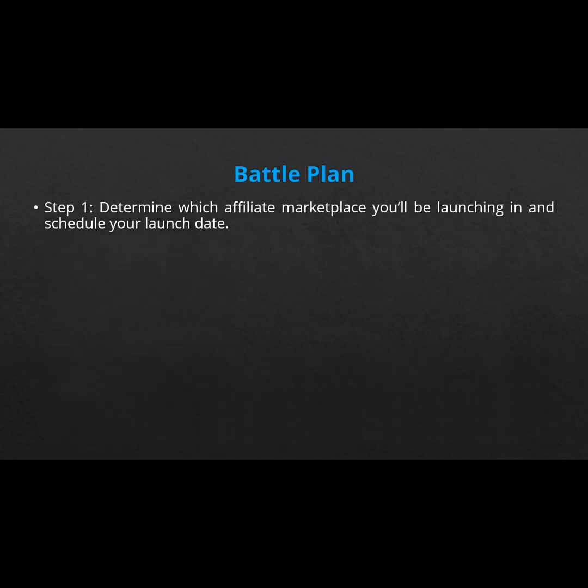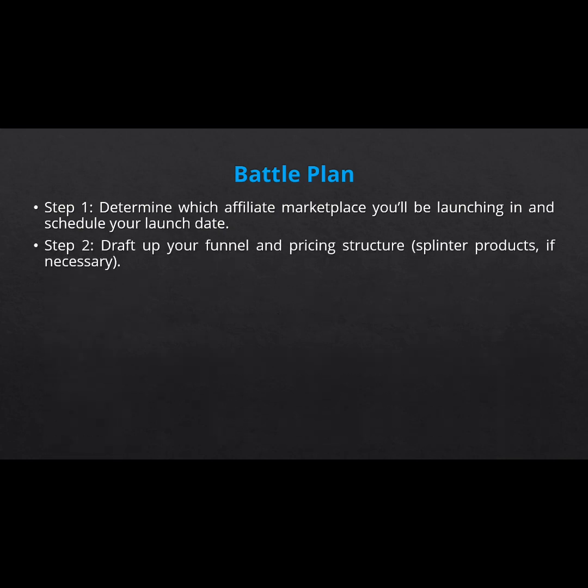Put this guide to work by implementing the following battle plan today. Step 1. Determine which affiliate marketplace you'll be launching in and schedule your launch date. Step 2. Draft up your funnel and pricing structure, and splinter your product if necessary. Step 3. Design or outsource your sales pages.